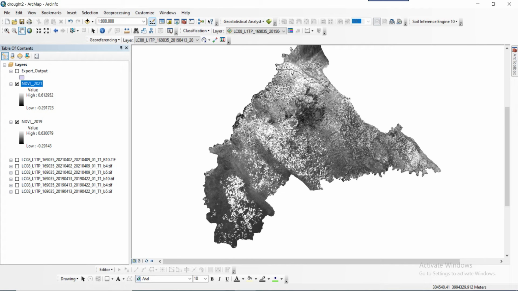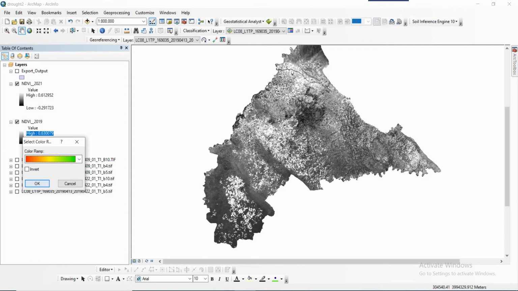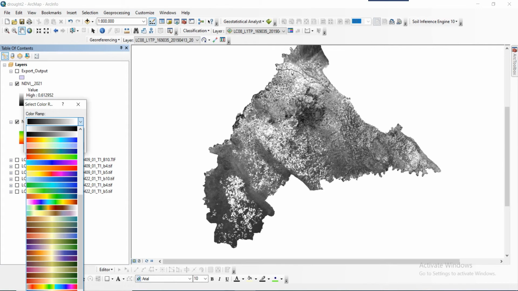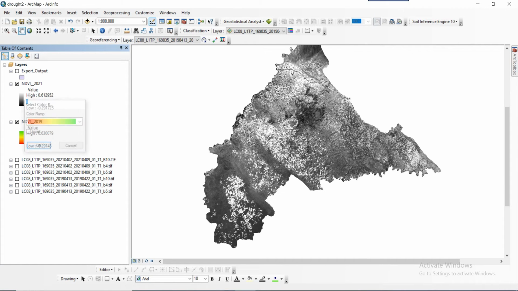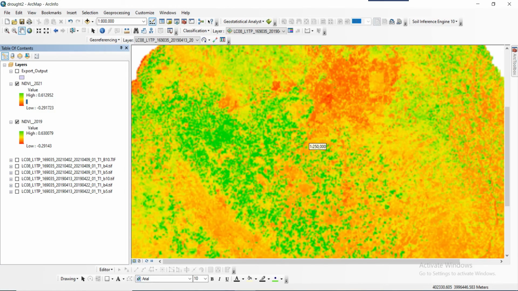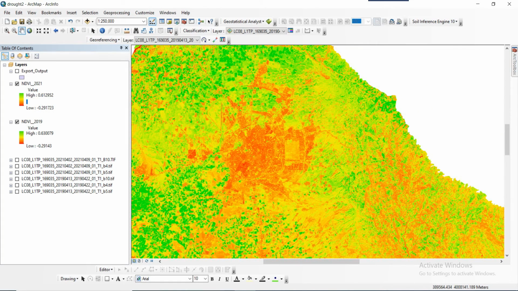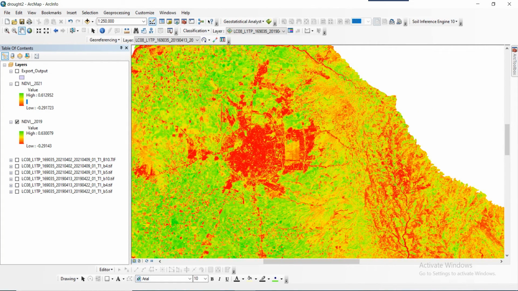We're going to change the color in order to be more clear. As you know, the green values represent the vegetation, and the red or orange colors represent the non-vegetation or very sparse vegetation cover.